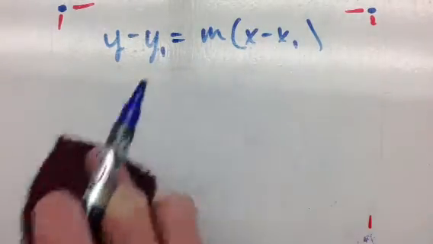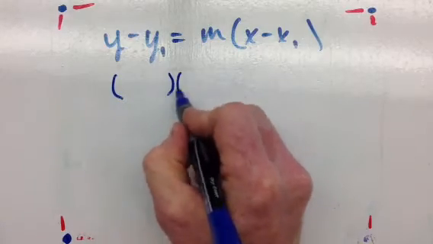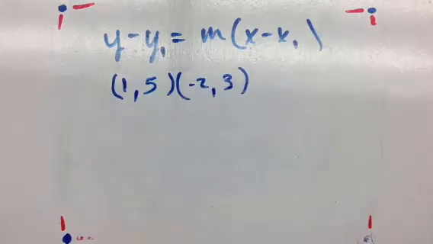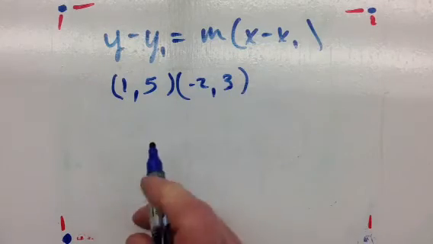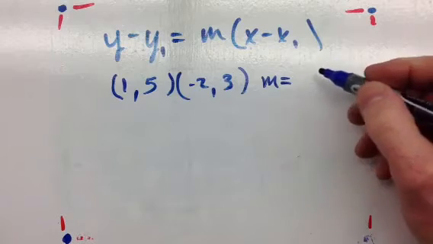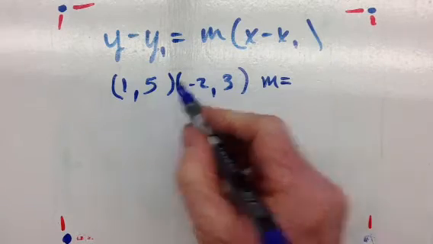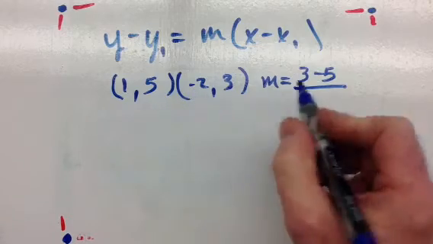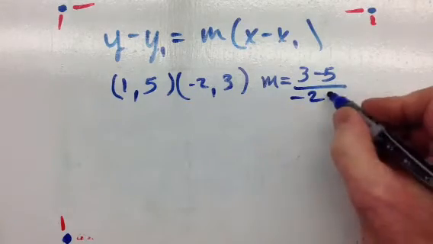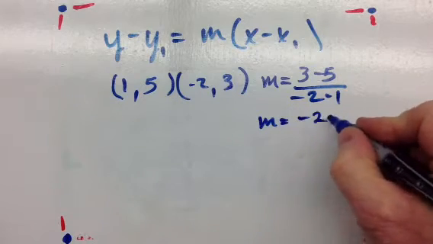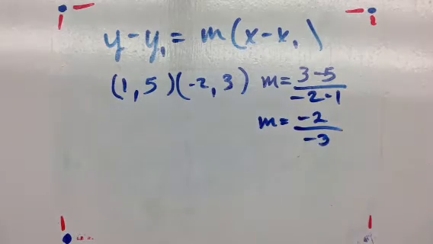Again, using this equation, what if they give me 2 points? Okay, they say give me the points (1, 5) and (-2, 3), and it says find the equation of the line that contains these 2 points. Well, once again, I told you we always need our slope. So let's find our slope. We'll take y2 minus y1, so 3 minus 5, over x2 minus x1. Okay, so that gives me a slope of -2 over -3. So positive 2/3 is our slope.